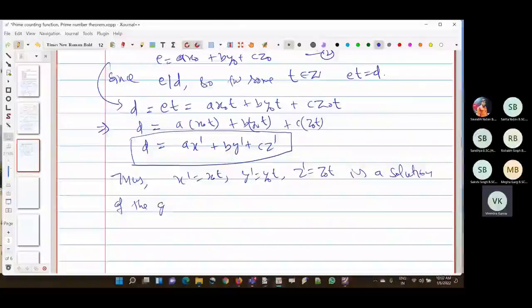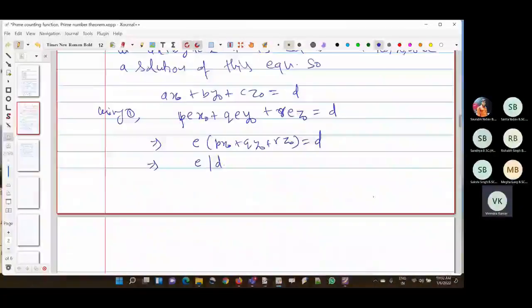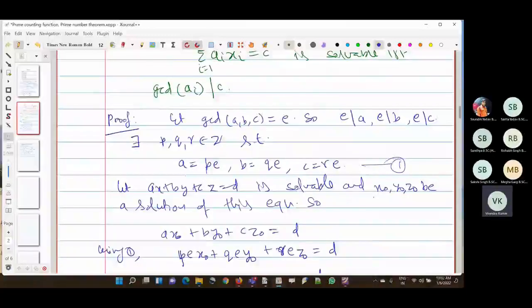Of the given linear Diophantine equation. Okay. So this is done. Fine. And other problems, if you see, let me show you other problems here.